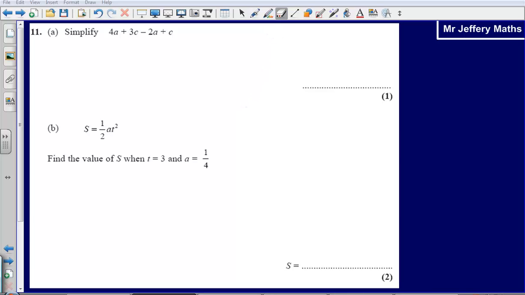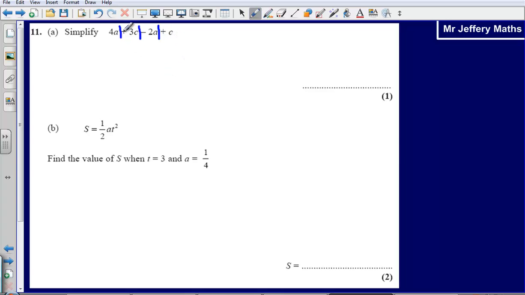This is question 11 from the 2008 calculator paper. Here I'm asked to simplify 4a plus 3c minus 2a plus c. So the first thing that I like to do with these types of questions is I like to just put a barrier in front of the sign of each term.